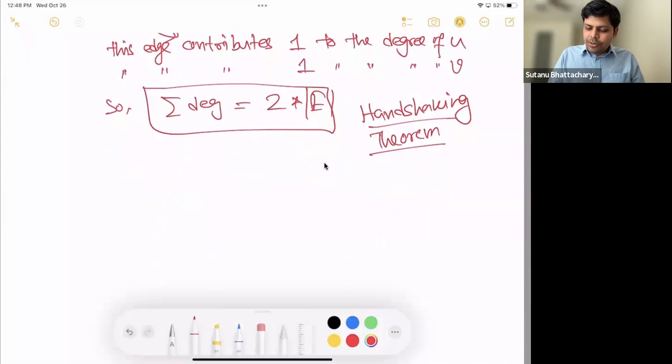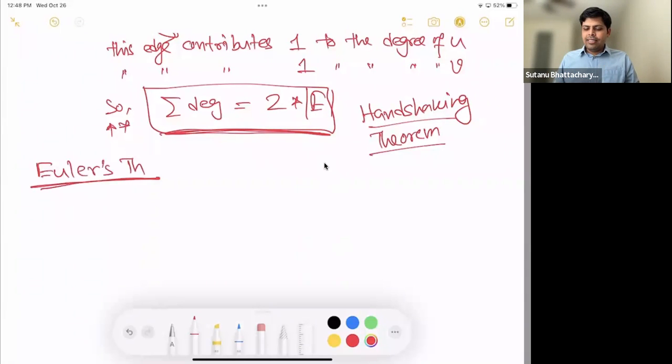Related to this, this is a very important equation. Related to this equation, there is another theorem that is called Euler's theorem. Euler is a very famous scientist. We'll come to know more about his problem. Euler's theorem is one very important theorem that you can directly get from this relation.